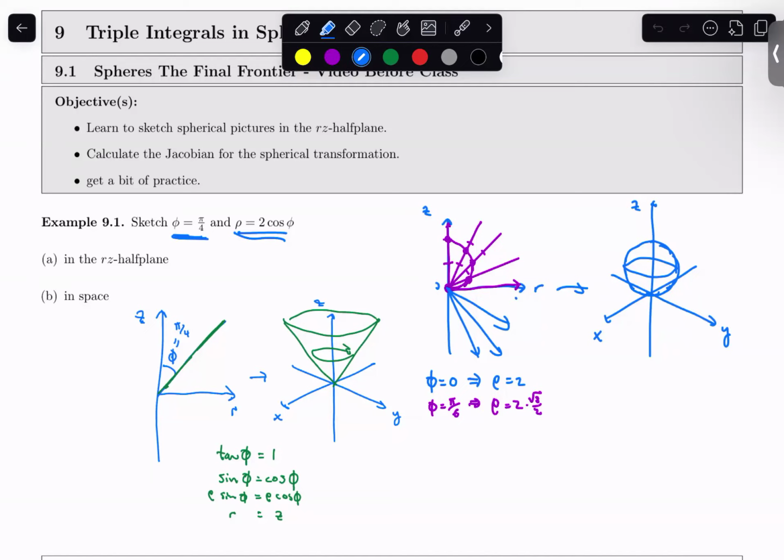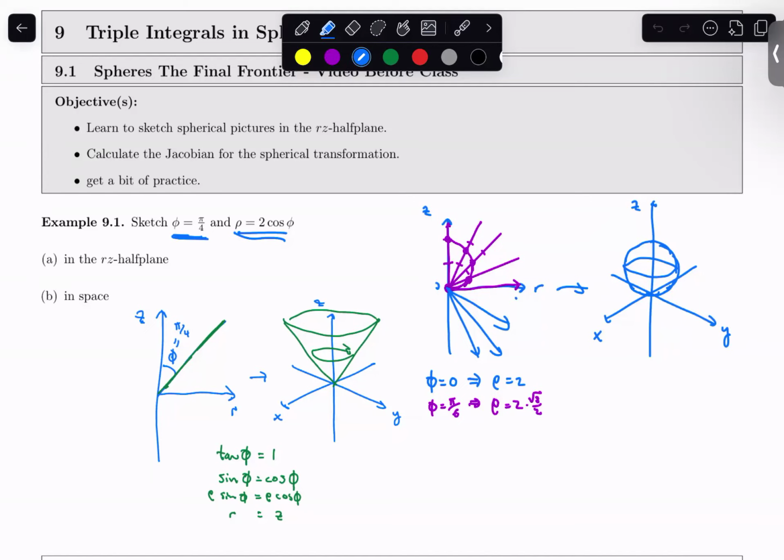We did a couple examples of that. Then if you want to get your 3D picture, you just take this and allow your thetas to run free. The way your thetas run is around the z-axis. So you take your picture here and rotate it around the z-axis. This is what gives you your 3D picture. We did this once with the cone and once with the sphere.